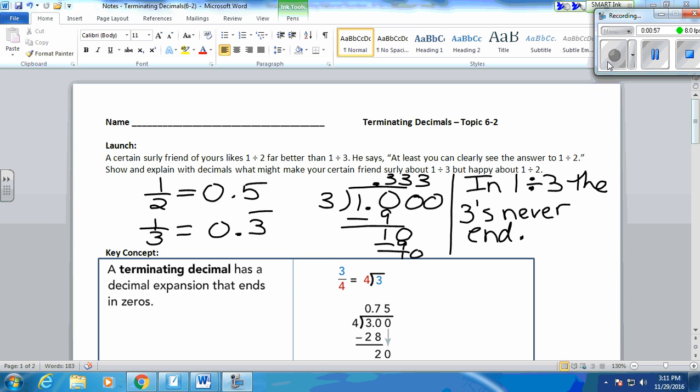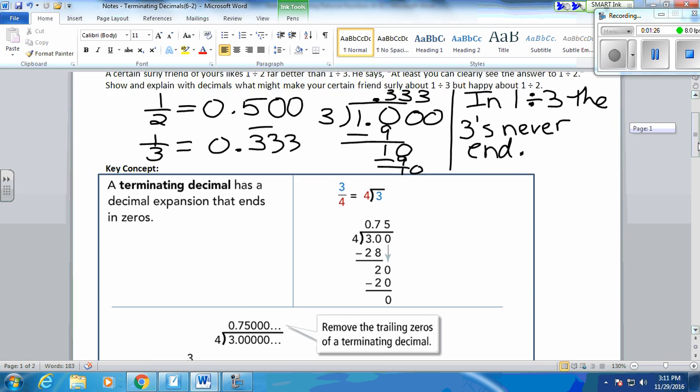Okay, so I've shown that 1/2 is equal to 0.5 as a decimal, and 1/3 is equal to 0.3 repeating as a decimal. I've shown my work right here. So I'm just going on to say that in 1 divided by 3, the 3's never end, so that would make that a repeating decimal, and 1 divided by 2 is a terminating decimal, because I could keep going and putting zeros here, but with the 1/3, I'd have to keep putting 3's.